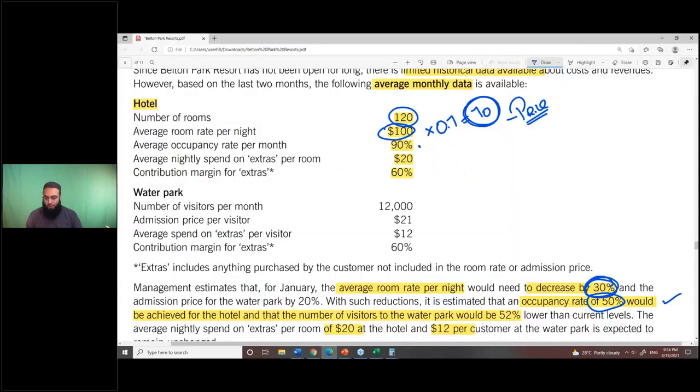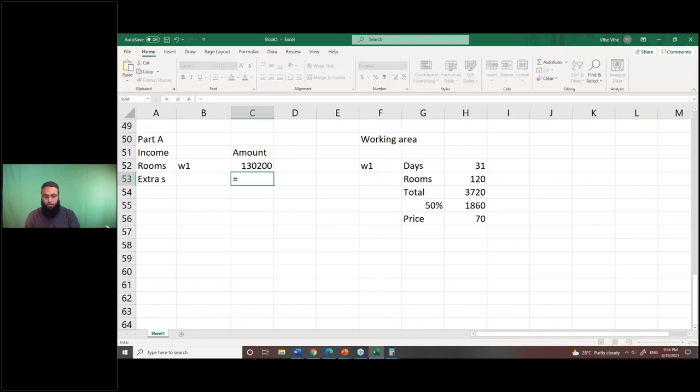Then the extras. So the question says that 60% is the contribution margin from extras and the rate of that remains at 20. So that is not an issue. You can easily work out. Obviously, you will multiply this as well with the number of rooms here, definitely. So it's simple. Let's work out this together without any issue.